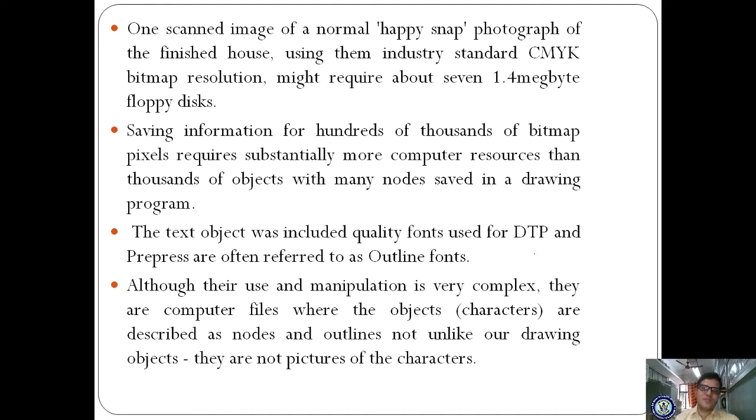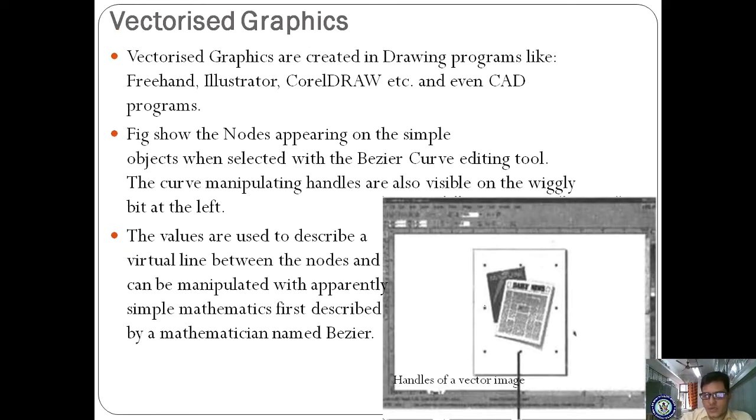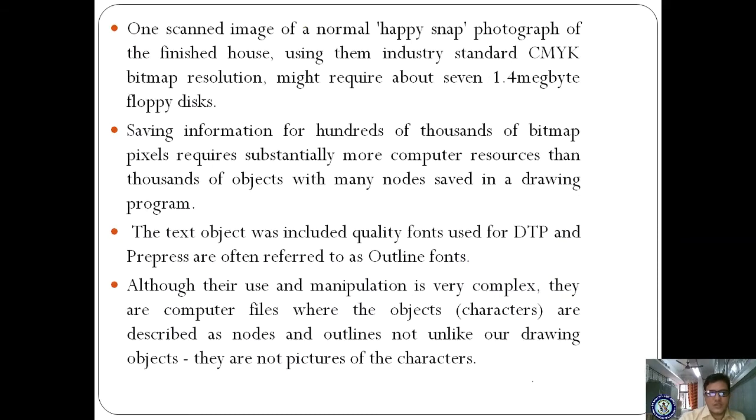Saving information for hundreds of thousands of bitmap pixels requires substantially more computer resources than thousands of objects with many nodes saved in a drawing program. So in the programs it consists of nodes. Here a node represents a point, point to point, point to point. So this is one Bezier curve. It is a line. Through dragging this line it is expanding. So that is the thing we are suggesting.